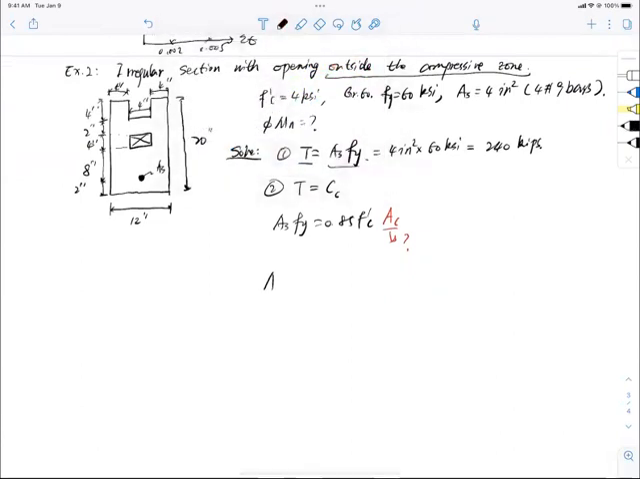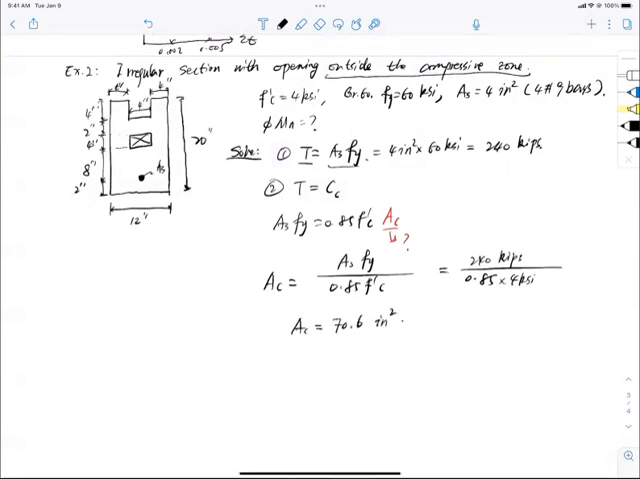So Ac equals AsFy divided by 0.85 f prime c, which is 4 inches squared multiplied by Fy, which I have calculated already as 240 kips, divided by 0.85 times f prime c of 4 ksi. So I got Ac equal to 70.6 inches squared. When you look at 70.6 inches squared, where is that? Does it cover the opening or not? We don't know.